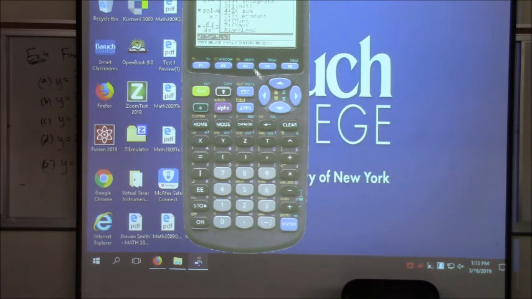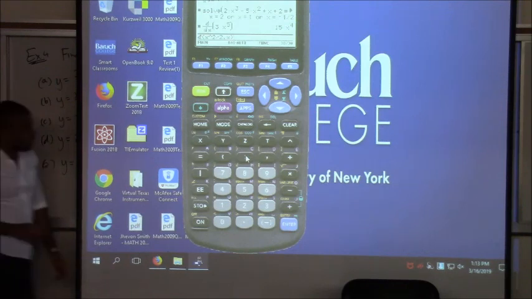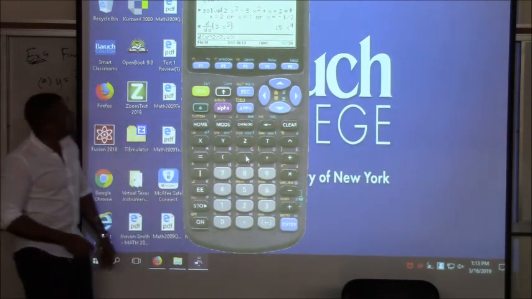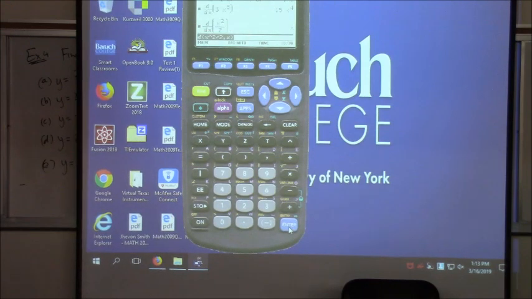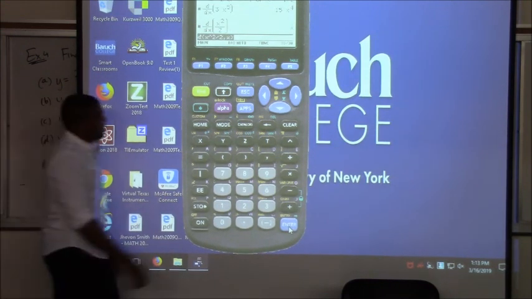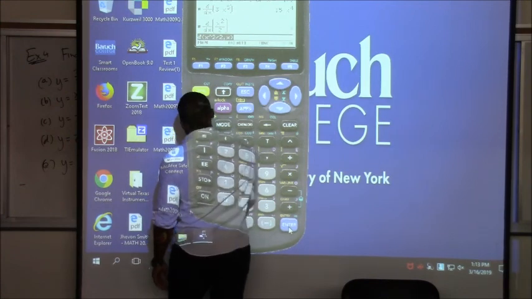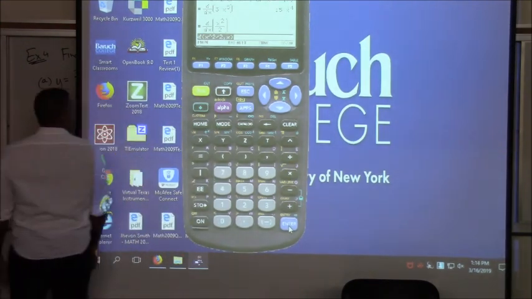Let's do it again for, say, x squared over 2. Let's say I go to differentiate x squared divided by 2, comma, x. Right, so remember the comma is right here. Okay, this is 8. Right, so that's basically it.